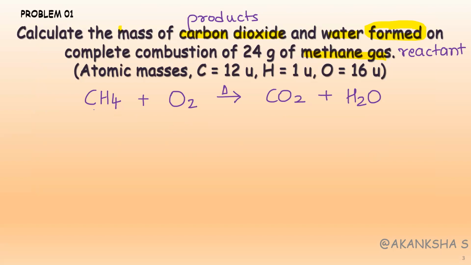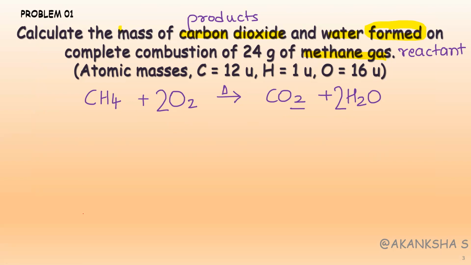Now let's see, one carbon, yes. 4 hydrogens, 2 hydrogens. So you put a coefficient. Okay, now let's see, we have 2 oxygens, 2 plus 2, 4 oxygens on the product side. So we are going to balance it. Take a minute to understand whether it's balanced or not.